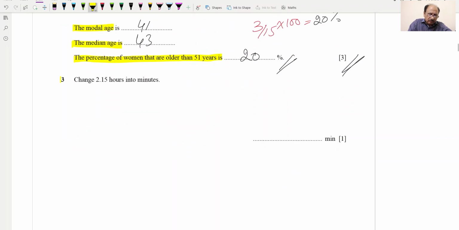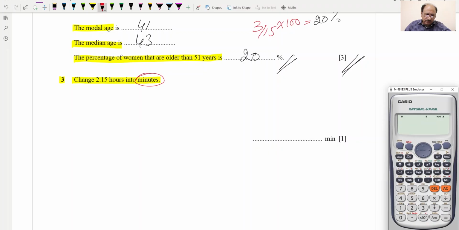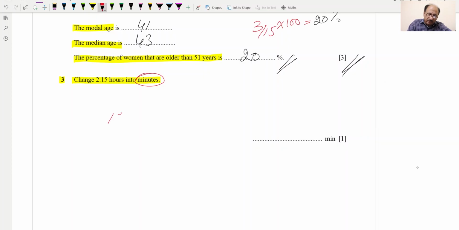Now next question number 3, change 2.15 hours into minutes. So we have to change this whole time into minutes. The easiest way is to write 2.15, press equal to, then press the time button. It is giving you 2 hours and 9 minutes. 2 hours will be 120 minutes, so 120 plus 9 minutes is equal to 129 minutes. This will be our final answer for this question.